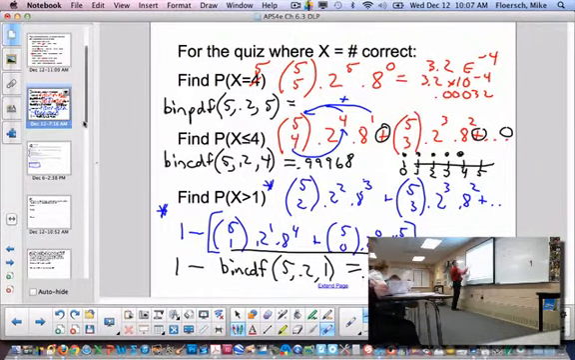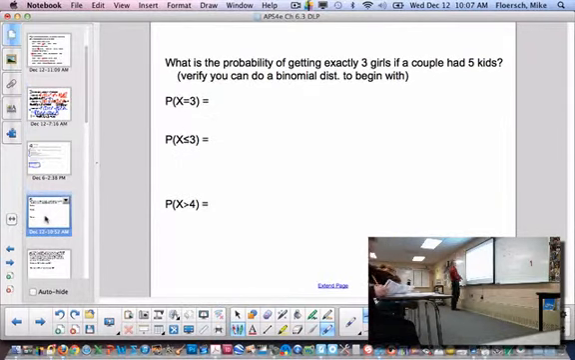All right, so what if I go back to this one? Actually, let's do this. What if I want to find the probability? Let's just make this less than 3. What is the probability of getting exactly 3 girls if a couple had 5 kids? Let's just assume the probability is 0.5 and 0.5, okay? Probability that x is less than 3, which is what?